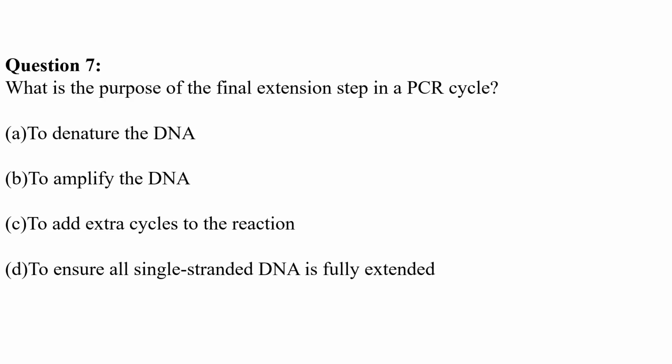Question number 7. What is the purpose of the final extension step in a PCR cycle? Option A, to denature the DNA. Option B, to amplify the DNA. Option C, to add extra cycles to the reaction. And option D, to ensure all single-stranded DNA is fully extended.